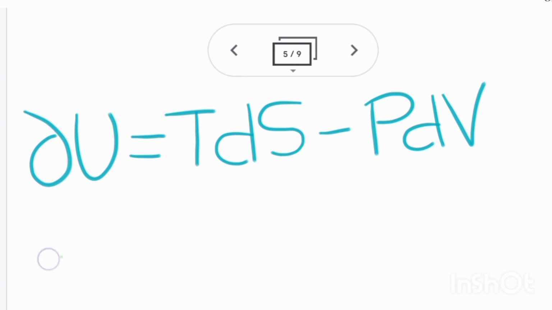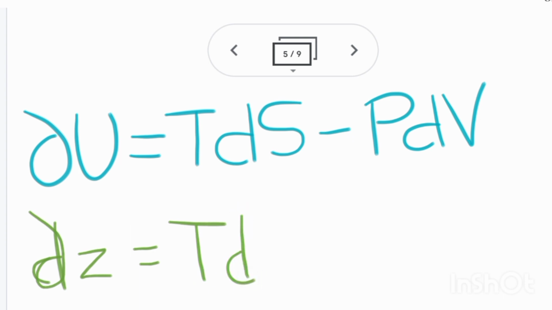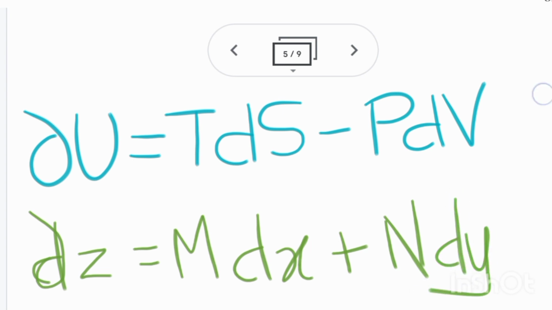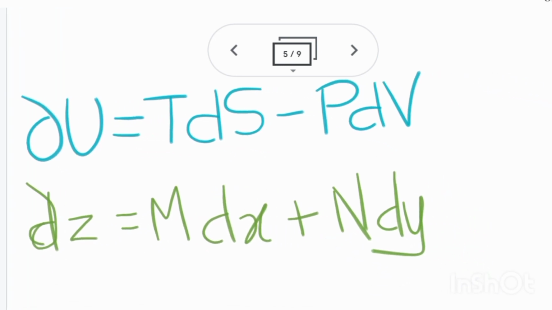So you have your dz, then you have your TdS, or you can say your M dx, plus N dy, right? Now you can correlate with the same equation. Now you can tell which are the variables. Usually variables are those things which change with respect to something. That's why they are called variables. They are not constants, okay?